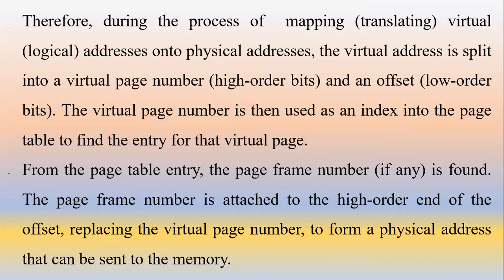Therefore, during the process of mapping or translating virtual or logical addresses onto physical addresses, the virtual address is split into a virtual page number on the high order bit side and an offset in the lower order bits. The virtual page number is then used as an index into the page table to find the entry for that virtual page. From the page table entry, the page frame number, if any, is found. The page frame number is attached to the high order end of the offset, replacing the virtual page number, to form a physical address that can be sent to the memory.